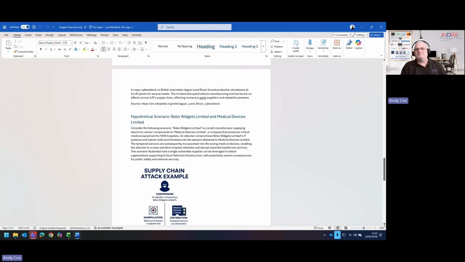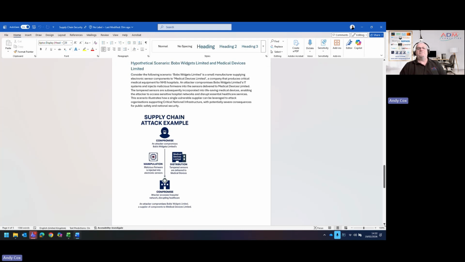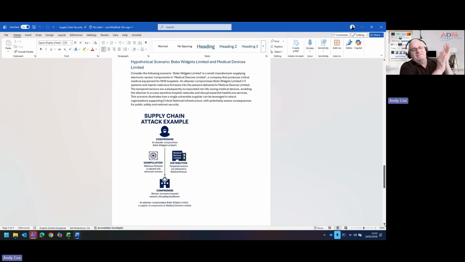Okay. So here's our hypothetical scenario. Bob's Widgets Limited and Medical Devices Limited. Again, just a little example here, slightly flippant. Bob's Widgets Limited is a small manufacturer supplying electronic sensor components to Medical Devices Limited. Now, Medical Devices Limited produce critical medical equipment for the NHS. So they are classed as a CNI, critical national infrastructure company. Bob's Widgets aren't classed as CNI yet, but they produce a very important part of this medical equipment, a particular electronic sensor. So, a coordinated attack on the NHS.